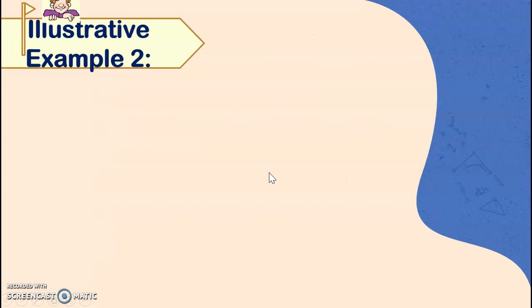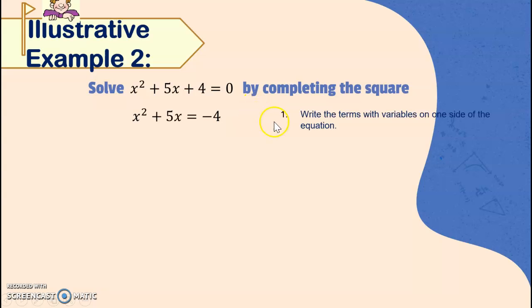So let's proceed to the example number 2. So x squared plus 5x plus 4. First step is to write the equation with variables on one side of the equation. So yung mga may variable, itong dalawa, stay lang sila. Si constant, i-move sa kabila.